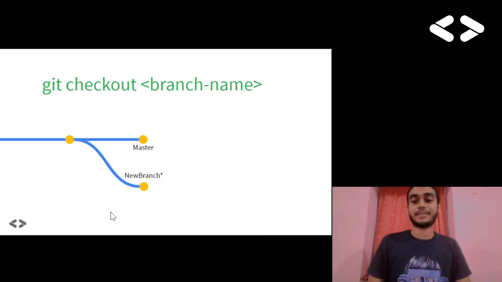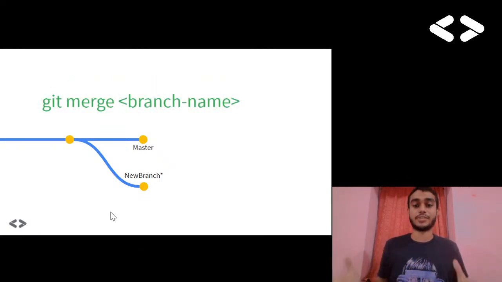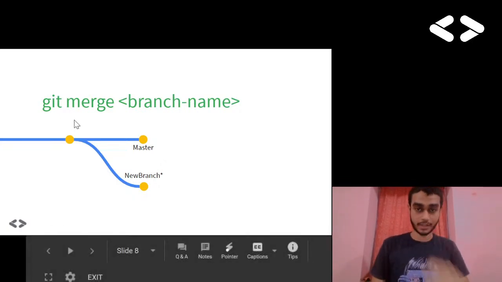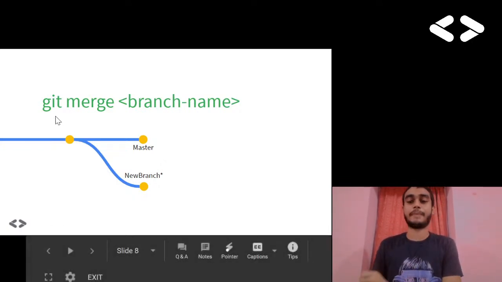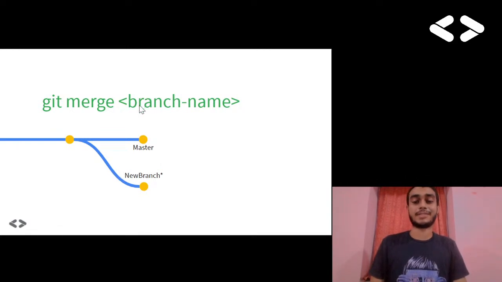All right, now how do we merge those changes? For that, we have the command git merge and branch name. Branch name is the name of the branch that we want to be merged in the current branch. For example, if we are on master, we'll be merging new branch. So branch name will be new branch, or for us, git basics.